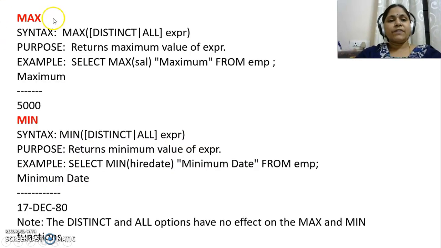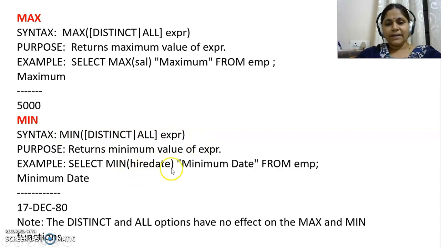The next type of aggregate function is max. All of us know max is the maximum value of the expression. So the syntax goes along similar lines as that of sum and average. That is, select max of sal, maximum is the name I am giving to that, from EMP. So the maximum salary in the employee table is displayed. Similarly, min also returns the minimum value.